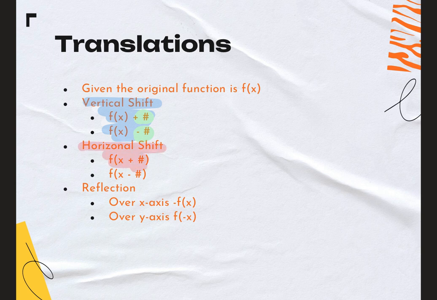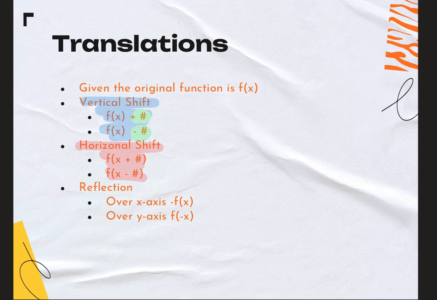Then comes your horizontal shift, and your horizontal shift happens inside the parentheses. So everything that affects your x coordinate happens inside the parentheses. So if I add or subtract a number, I'm going to move this right or left. And your brain thinks positive means right, but it is the opposite. If it is positive, we move it left. If it is negative, we move it right.